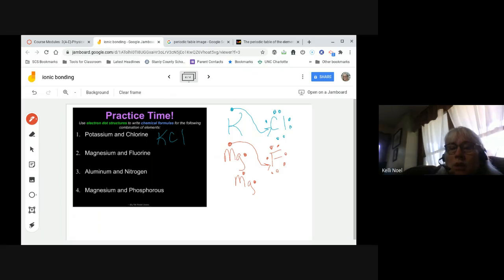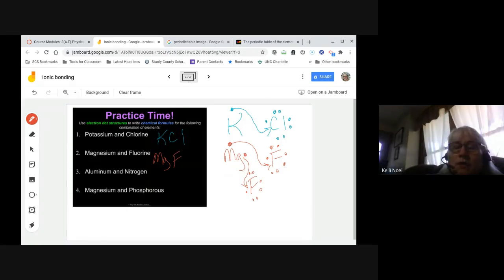Oh, not another magnesium. Somebody correct me here. What am I going to have to add another of? Not magnesium, but fluorine. All right, so when I write this one, I have 1 magnesium, but I have 2 fluorine, so I have to put a subscript of 2.